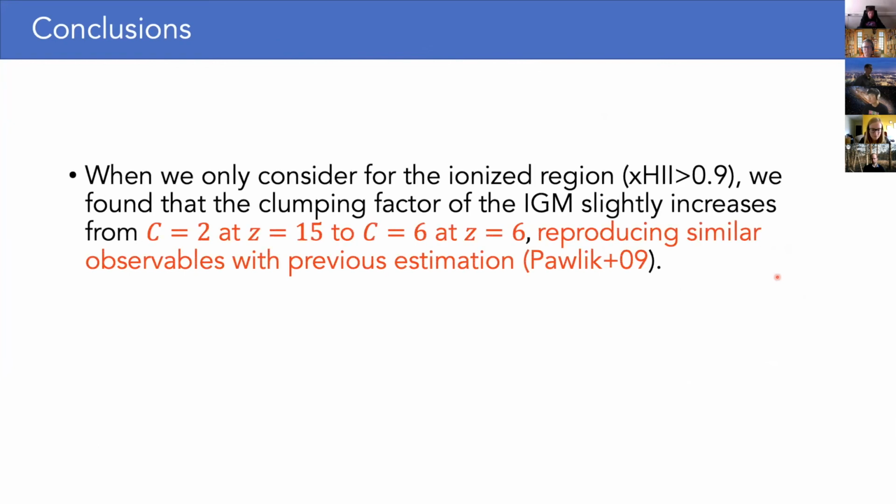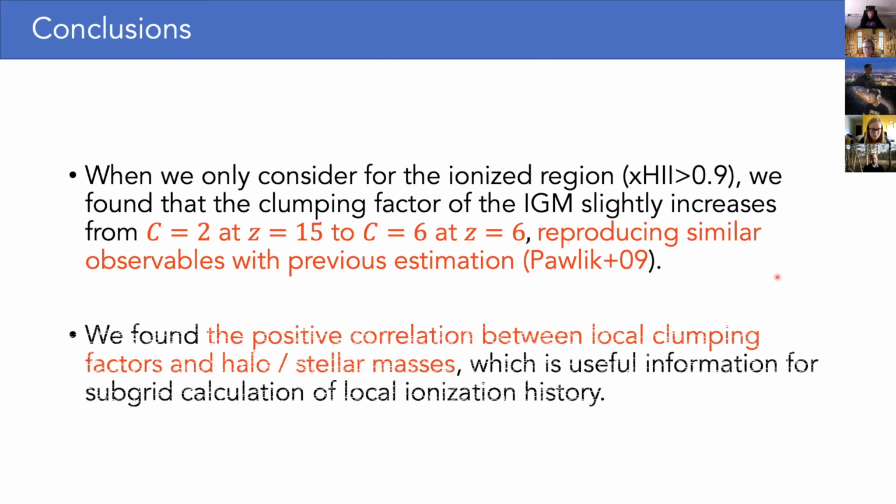So this is the conclusion. When you only consider the ionized regions, we found that the clumping factor of the IGM slightly increased from 2 at z=15 to 6 at z=6. And it can reproduce similar observables, like Thomson optical depths, to the previous estimation from 2009. We also measured the local clumping factors, and there's some positive correlation between the clumping factors and halo or stellar mass, which is useful information for subgrid calculation of local ionization history.